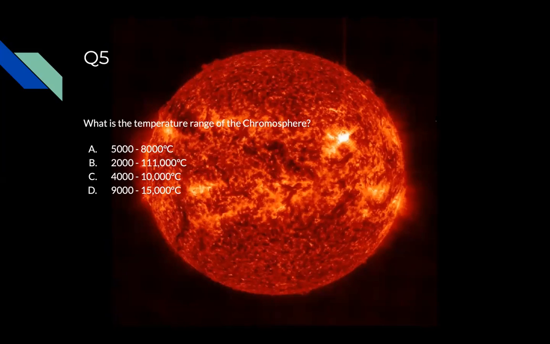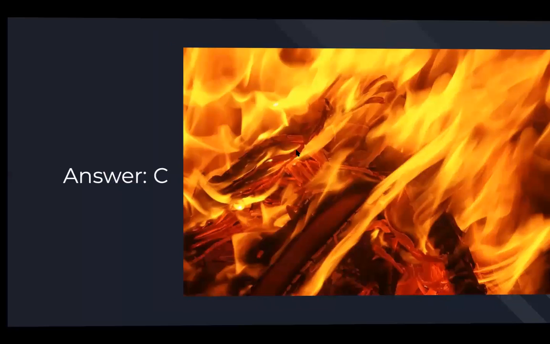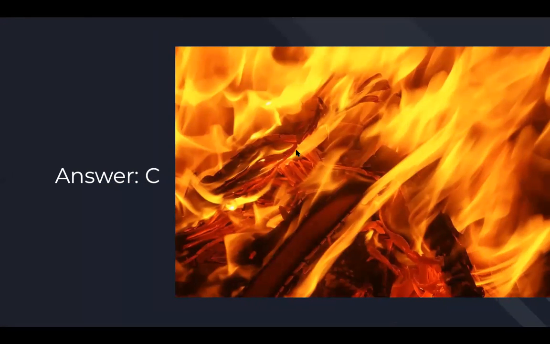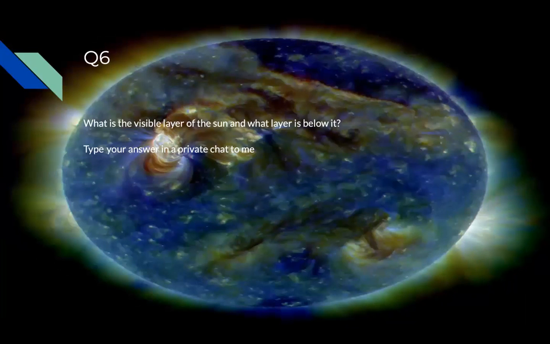Okay. 3, 2, 1. Thumbs up. Everyone who answered C, 4,000 degrees to 10,000 degrees, good job. Question 6. What is the visible layer of the sun and which layer is below that? I need both for you to get the point. And like it says, type your answer in a private chat.